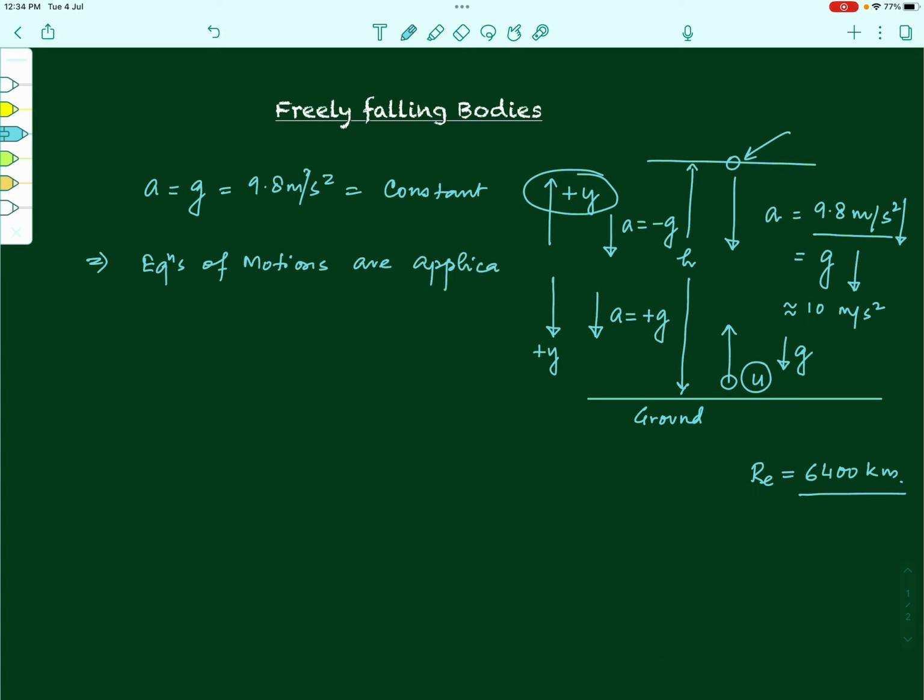Why? Because if you remember, the equations of motion are valid only for uniformly accelerated motion, only when acceleration is a constant. Since in case of a free fall, acceleration is uniform, we can say that we can use the equations of motion. So, how do we use the equations? Let us look at that as well.